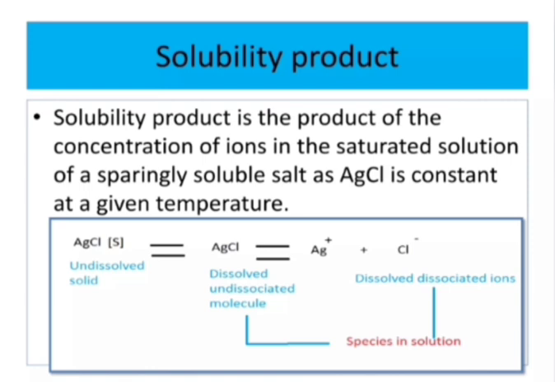So, solubility product. Solubility product is the product of concentration of ions in the saturated solution of a sparingly soluble salt, such as silver chloride, and is a constant at a given temperature. It can be represented as [Ag+][Cl-], where these are the concentrations in moles per liter of silver and chloride ions respectively.